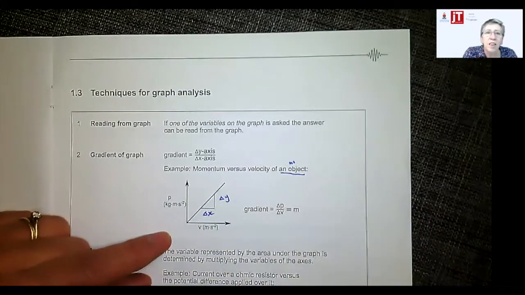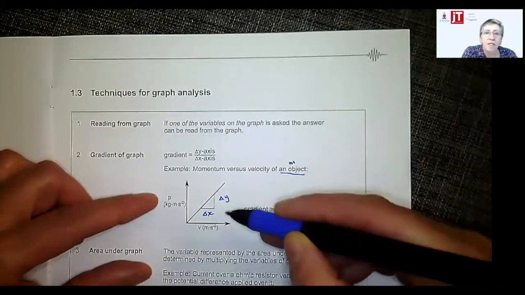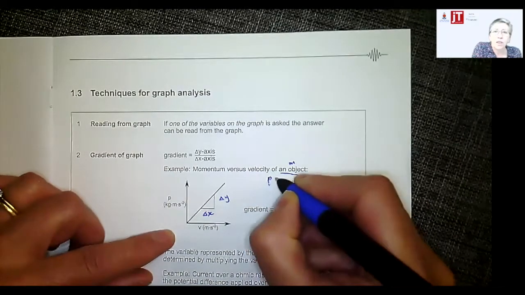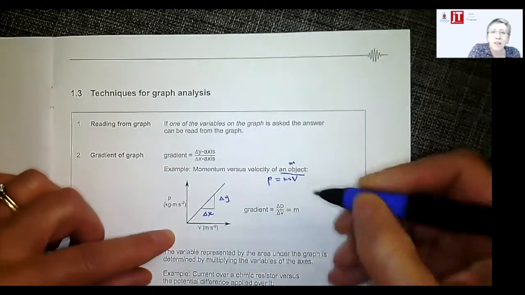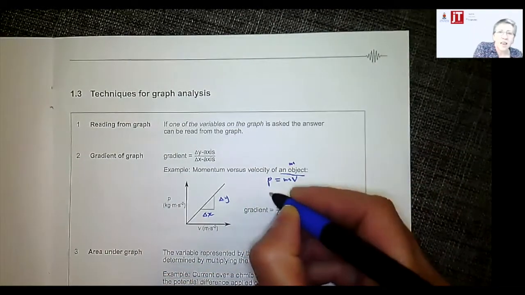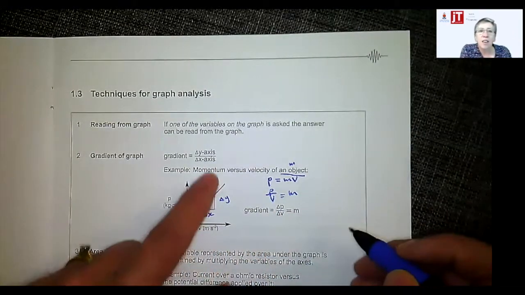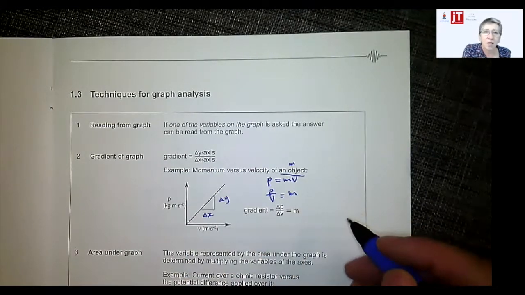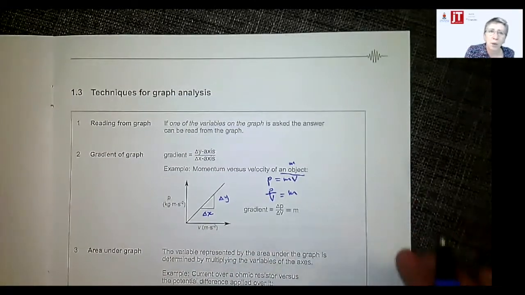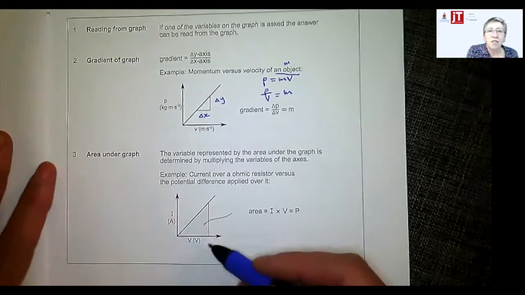Now, what does this gradient represent? Gradient is always whatever is on your y-axis, which is p, divided by whatever is on your x-axis, which is v. And we use the equation p equals m times v. So p divided by v is just m. So p divided by v is just mass. So here the gradient represents the mass. Right. If they had this the other way around, then it would have been 1 over m, but we'll see examples of that. Next, you can use the area underneath the graph.